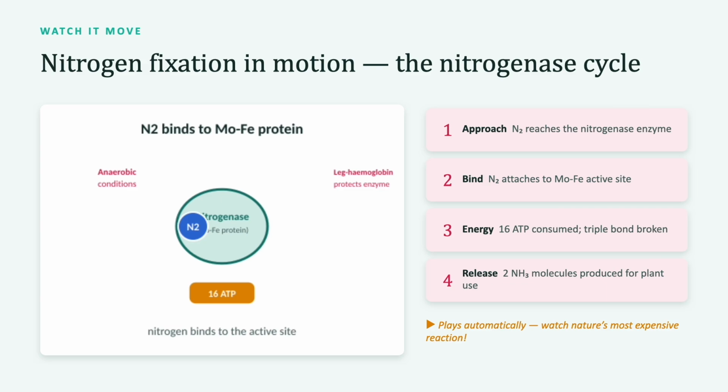Here is the nitrogenase reaction animated. Watch the nitrogen molecule approach the enzyme, bind to the molybdenum iron active site. 16 ATP get consumed to break the incredibly strong triple bond and two ammonia molecules pop out. Notice the labels. Anaerobic condition on one side, leg hemoglobin protecting the enzyme on the other. Those two details are almost guaranteed exam points.